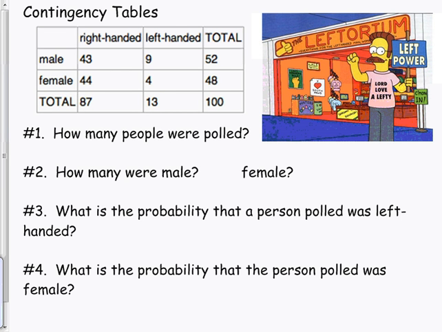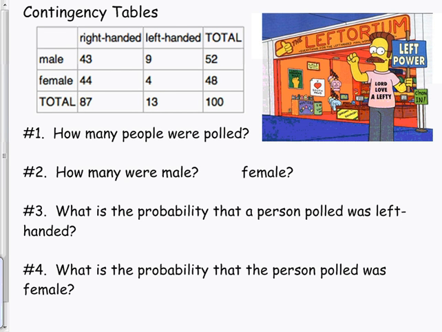In this poll, how many people that you see on the board here were polled? It's easy to find. What is it? 100. How many were male? 52. So what's the probability that if I grab somebody out of the survey that they would have been male? 52 out of 100, which would be 52%, about half. Okay. How many female? 48.